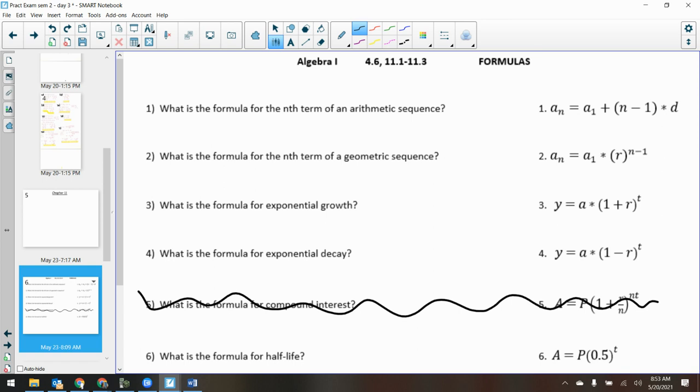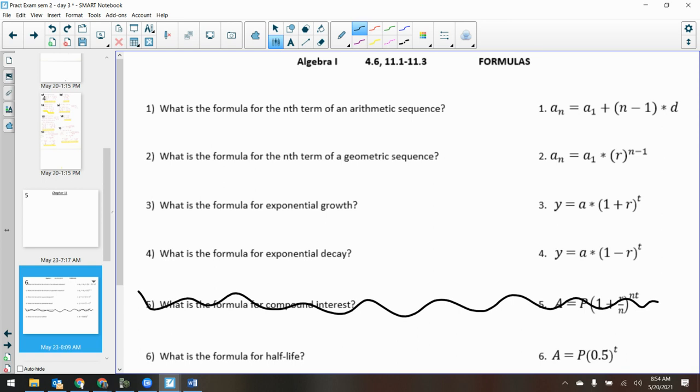Let's talk through what everything means here. In terms of the arithmetic and geometric sequence, what does a sub 1 mean? The first term in the sequence. In your arithmetic sequence and your geometric, what does the n mean? The term you're trying to find. So maybe the 7th term, 7 is n. You're trying to find the 10th term, 10 is n. Now, d and r are the rates.